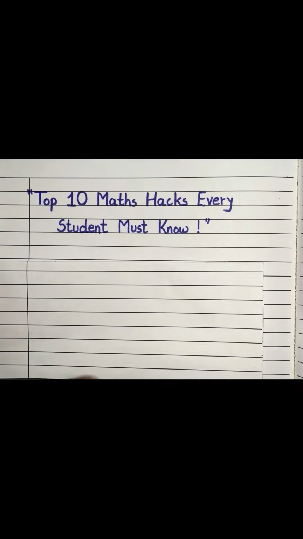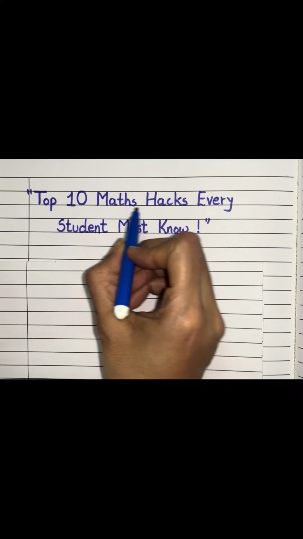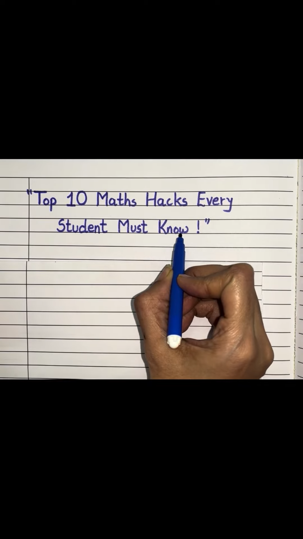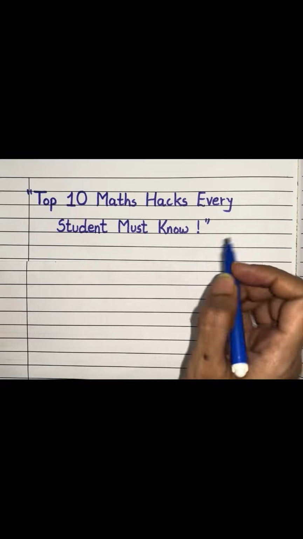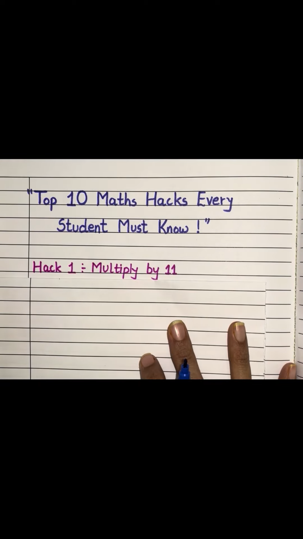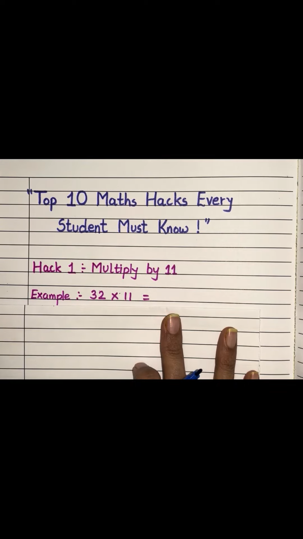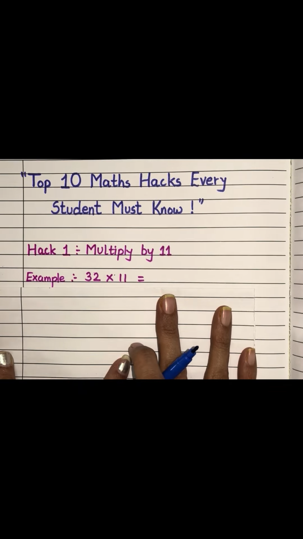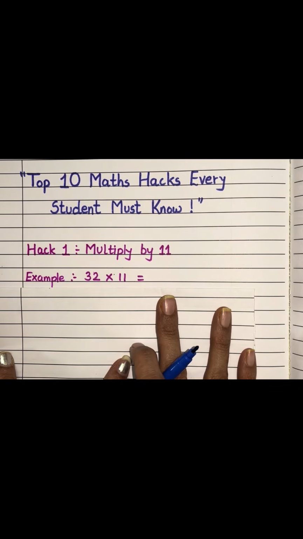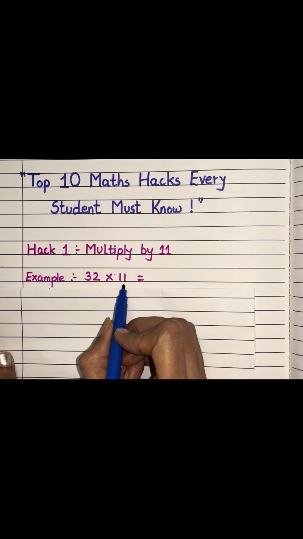Today I will show you top 10 math hacks every student must know to solve faster in exams. So let's see. Hack number 1, multiply by 11. So here is one example, 32 multiply by 11. So in this, how are we going to multiply?